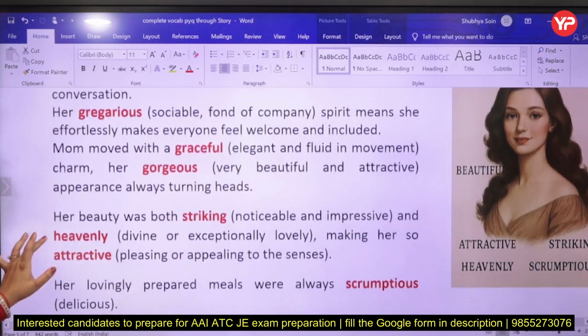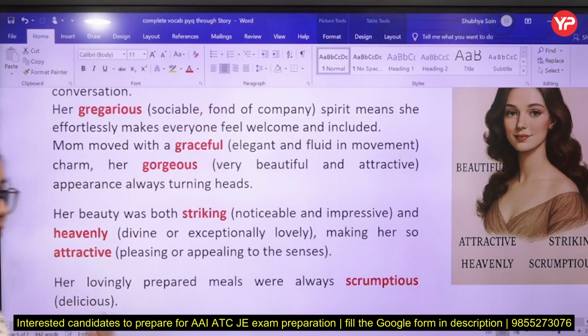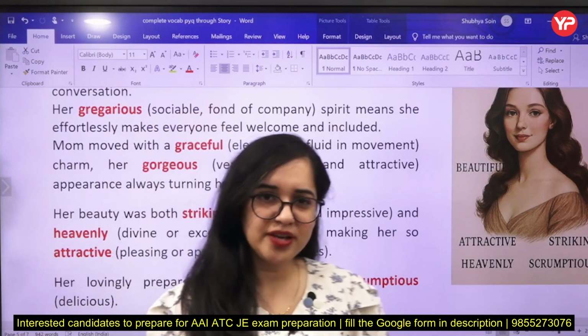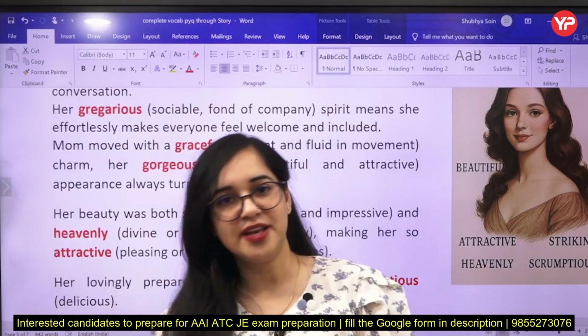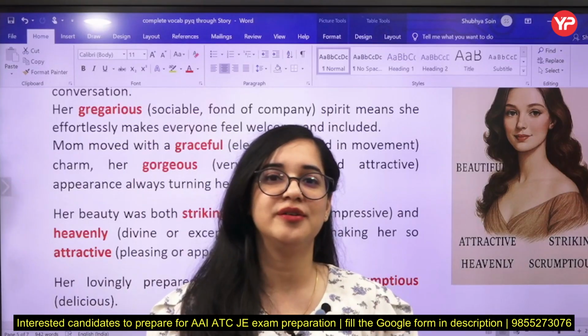Mom moved with graceful charm, her gorgeous appearance always turning heads. So whenever your mom is moving, just think that she's moving in a very stylish way and she's looking very gorgeous, turning heads like this. So that is the imagination that you have to create when you're learning English.